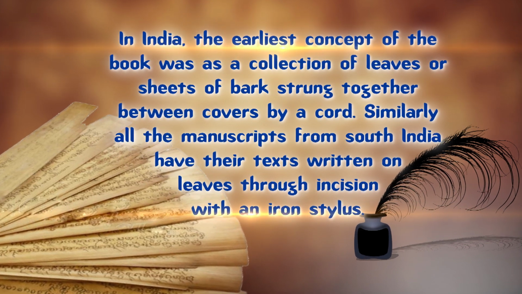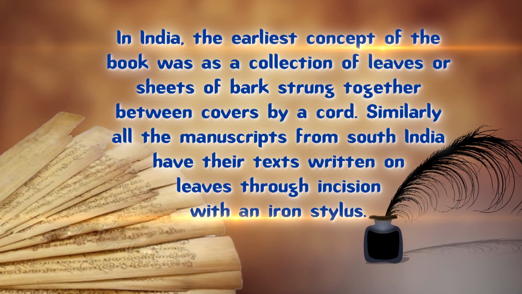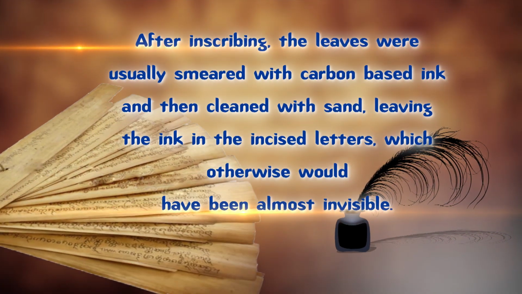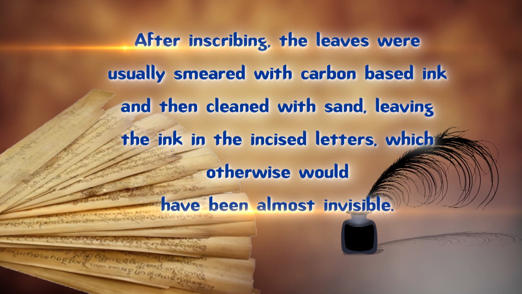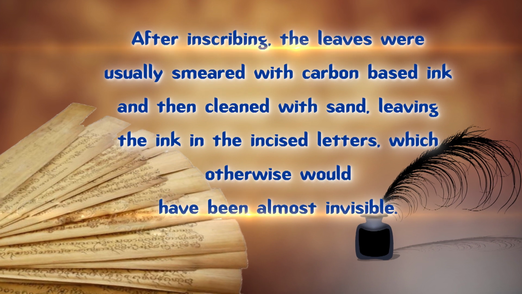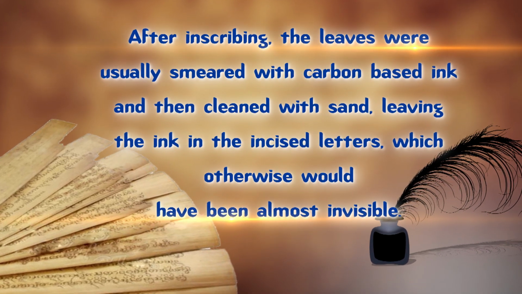Similarly, all the manuscripts from South India have their text written on leaves through incision with an iron stylus. After inscribing, the leaves were usually smeared with carbon-based ink and then cleaned with sand, leaving the ink in the incised letters, which otherwise would have been almost invisible.